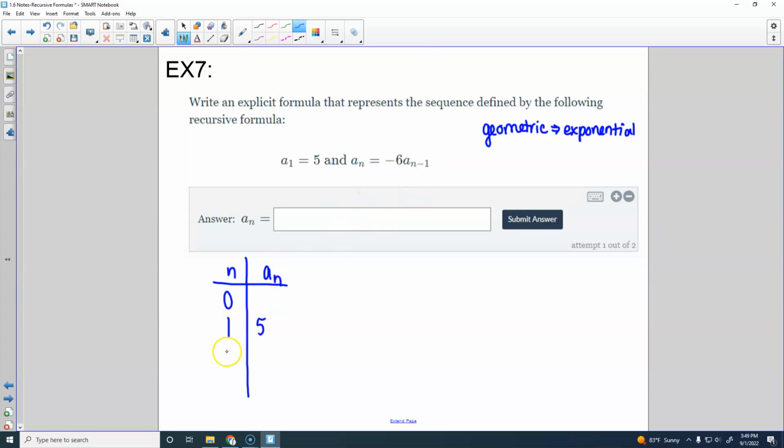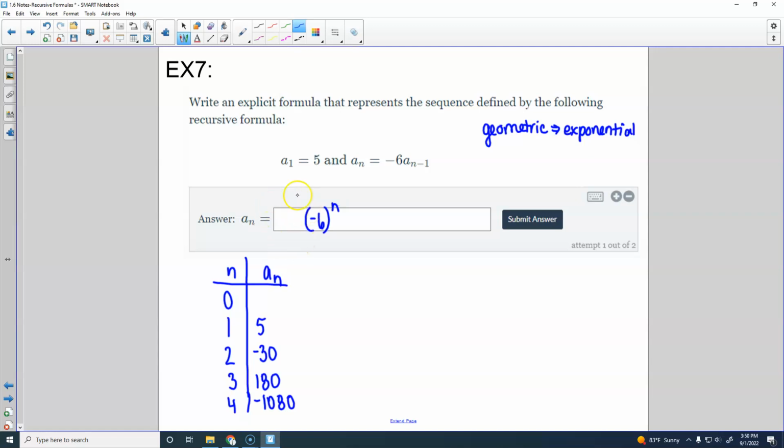So if I'm multiplying by -6, here I'd get -30. Here I'd get positive 180. If I multiply by -6 again, I'd get -1080. So we could continue that pattern on as far as we wanted. But what we see is happening here is we're multiplying by -6 each time. That is going to end up being in our equation, that's going to be the number that's being raised to the power.